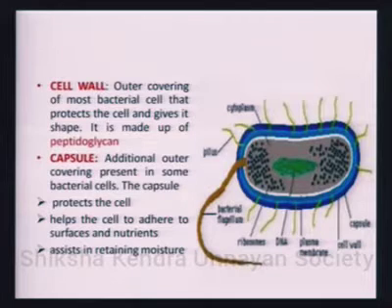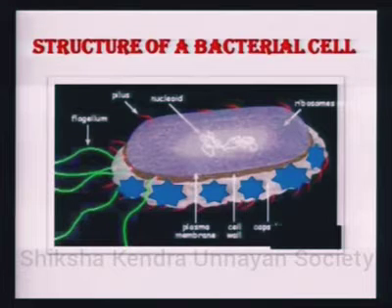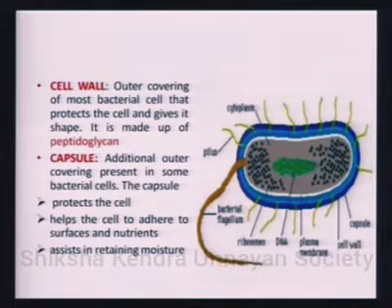So here you see that some of the eukaryotes also have a cell wall, but the composition of the cell wall is different from the prokaryotes. The cell wall gives rigidity and shape to the bacteria, and also protects the bacteria. There is an additional layer present in some bacteria, but not all, outside the cell wall, known as the capsule. As you can see, the blue stars shown here are the capsule layer. The capsule, like the cell wall, protects the cell, helps the cell adhere to surfaces and nutrients, and assists in retaining moisture.